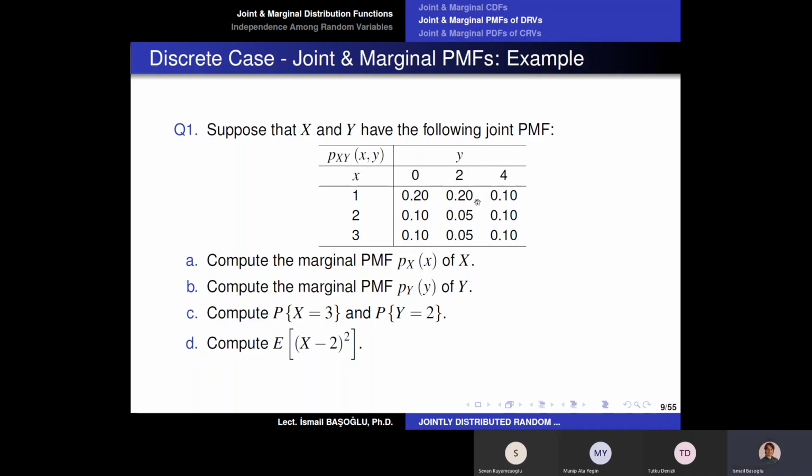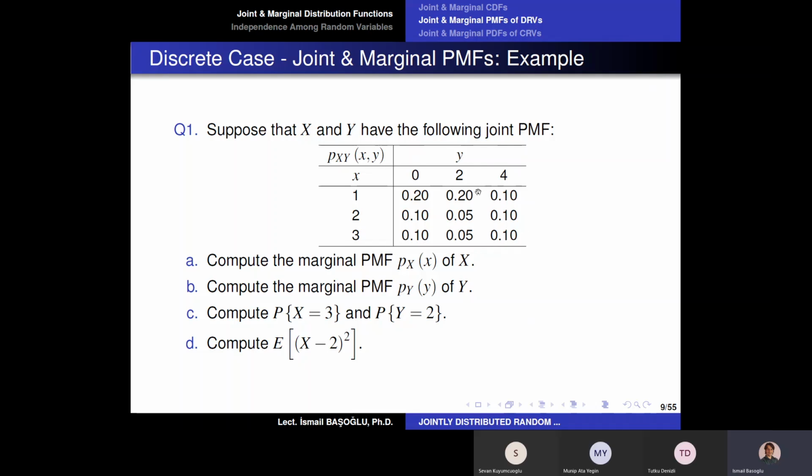So in this question, we have a joint probability mass function that belongs to two discrete random variables, X and Y. The first random variable, X, can take on values of 1, 2, and 3. So it can only take 3 possible values, 1, 2, and 3. And the second random variable, Y, can take on the values of 0, 2, and 4. It can again take 3 values. And this table here gives us the joint probability mass function in a table format.